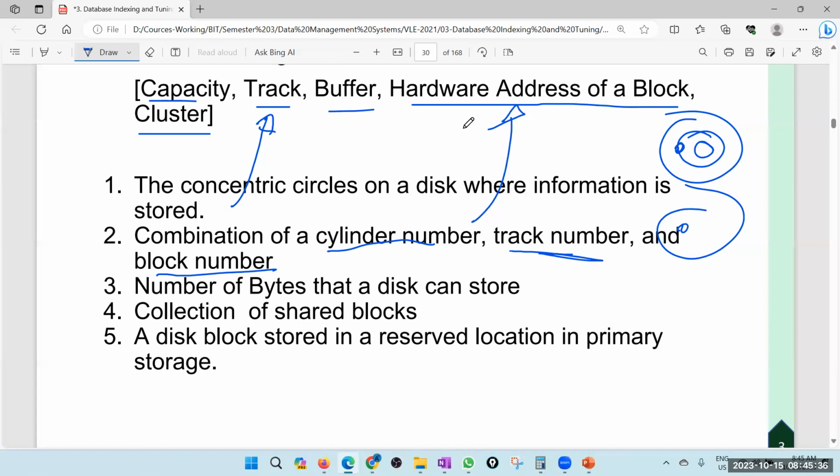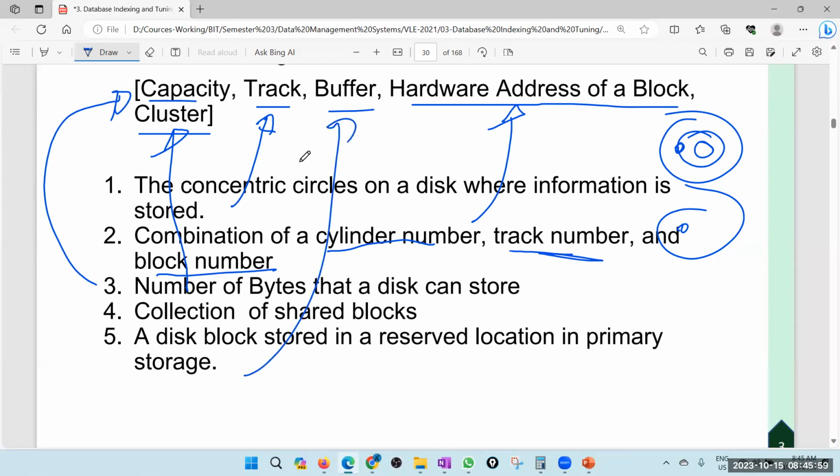The number of bytes that a disk can store is, of course, the capacity of that disk. A collection of shared blocks is called a cluster. This block is stored in a reserved location in primary storage, and that is called a buffer.